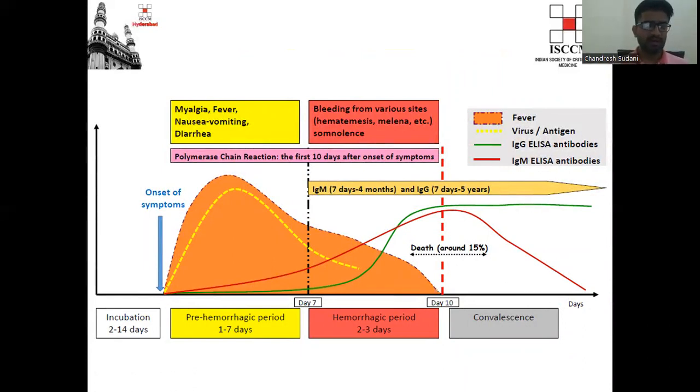If you look at the data, in Afghanistan, 59 deaths out of 483 cases happened in 2018. If you look at the mortality, it is around 15%. So almost 1 in 8 patients can have mortality.